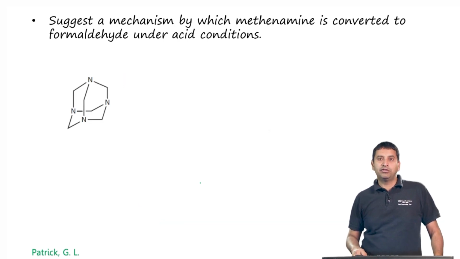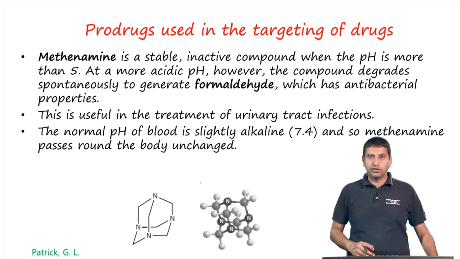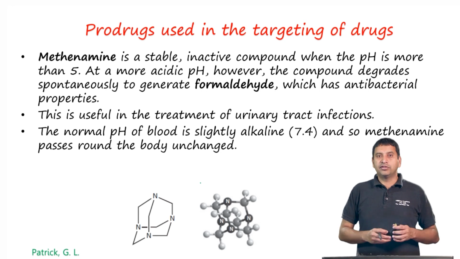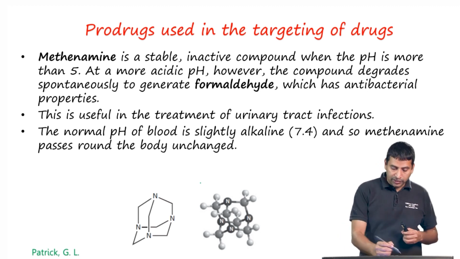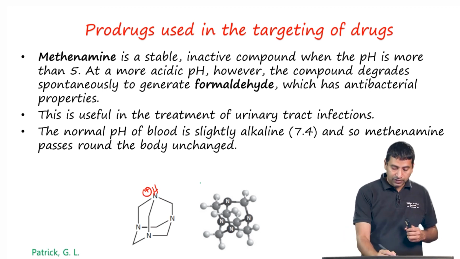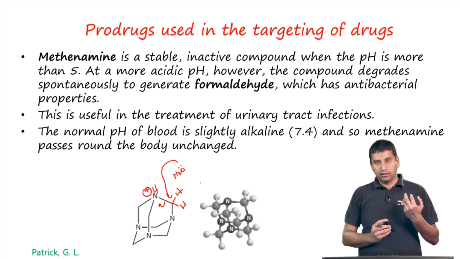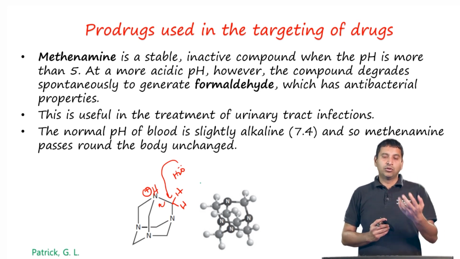Suggest a mechanism by which methenamine is converted to formaldehyde under acidic conditions. Okay. In order to address this, let us go back and look at how this molecule works. So, methenamine is a stable inactive compound when the pH is more than 5. Okay. But in acidic pH, the compound degrades spontaneously to generate formaldehyde. So, the first step perhaps is that it gets protonated over here, and then probably water attacks here and kicks this out. Okay. So, this may be one mechanism by which you generate a formaldehyde-like molecule, which then undergoes further decomposition to produce formaldehyde.